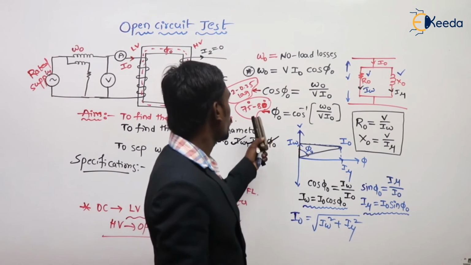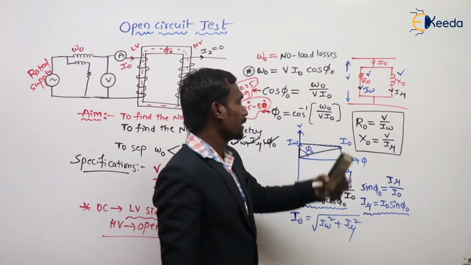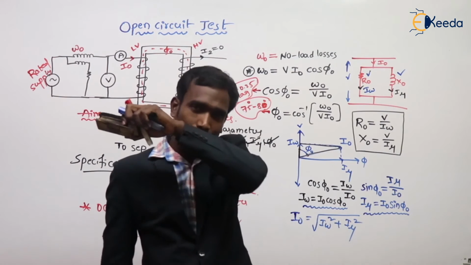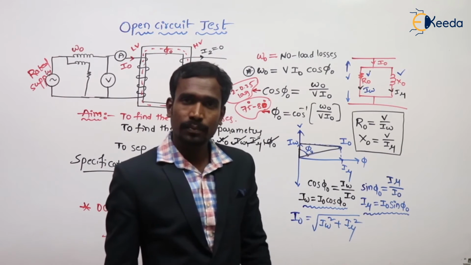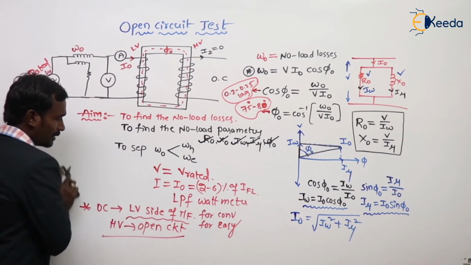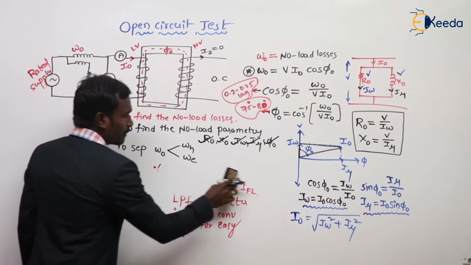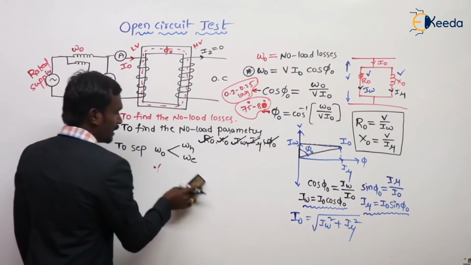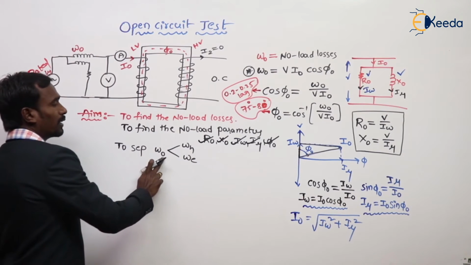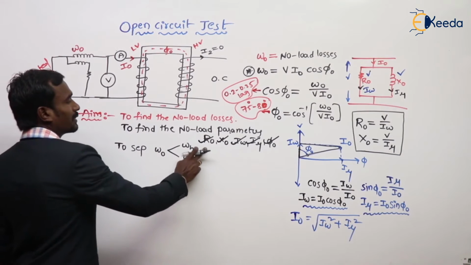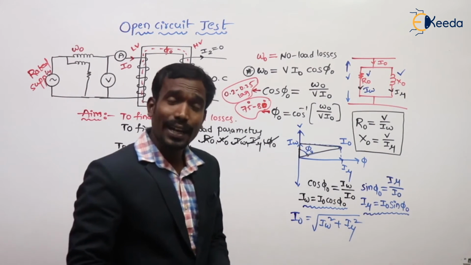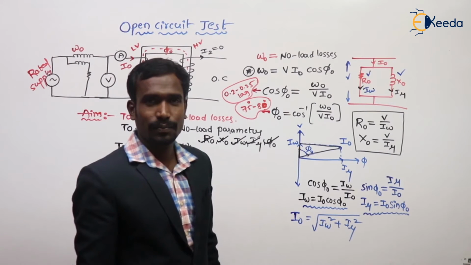These are the no load parameters of my transformer. I calculated no load losses and I calculated no load parameters. These parameters are very important. Remember carefully. Next, another small thing is remaining. What is that? To separate no load losses into hysteresis and eddy current losses.